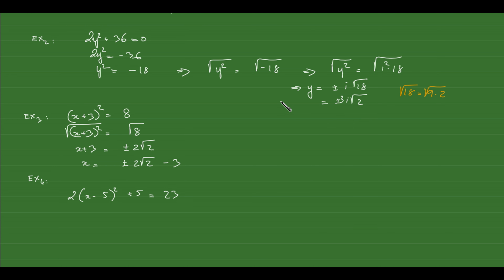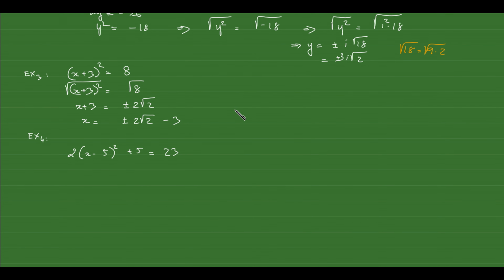Alright. Now, if you want to use the square root method, again, you have to bring it to the form something squared equals a number. You see that we get stuck with the 5 and the 2, so we cannot take the square root of both sides right now. So you have to subtract 5 from both sides first, which gives you 18. Then you divide both sides by 2, which gives you 9. And now you see that you can take the square root of both sides, because the left hand side is a perfect square, and the right hand side is a number.